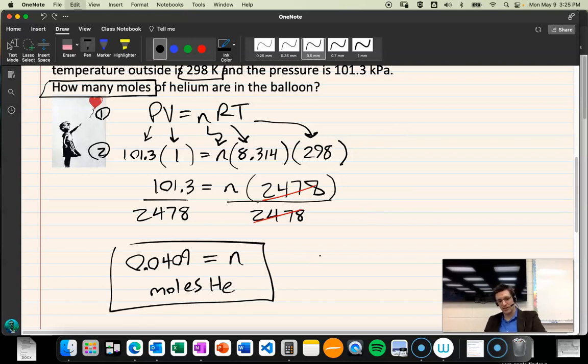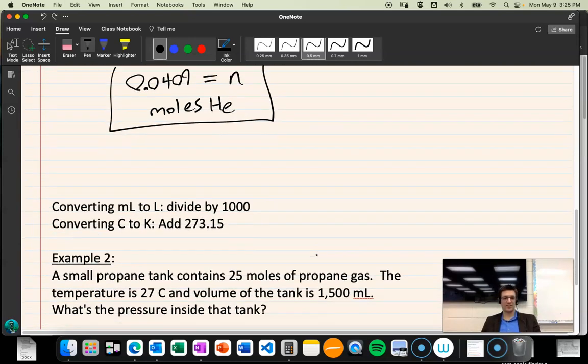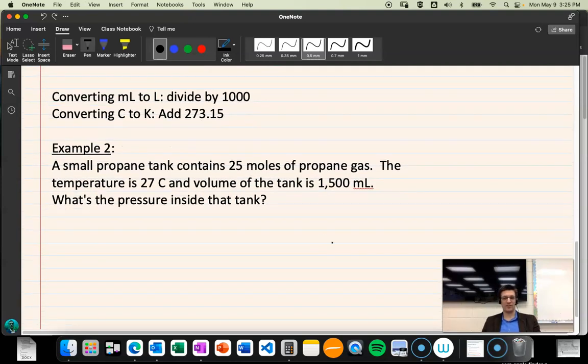Okay. Let's do one more, because sometimes they're a little more complicated, right? Down here I've given you a problem where I gave you 25 moles. That's N. But I didn't give you the temperature in kelvins. I gave it to you in Celsius. And I didn't give you the volume in liters. I gave it to you in milliliters. How are you going to deal with that?